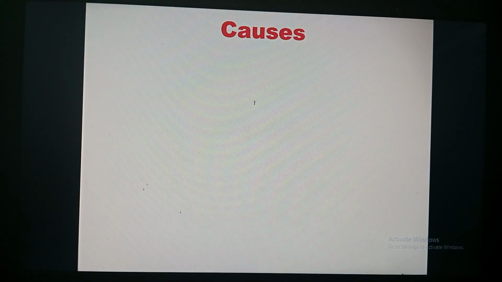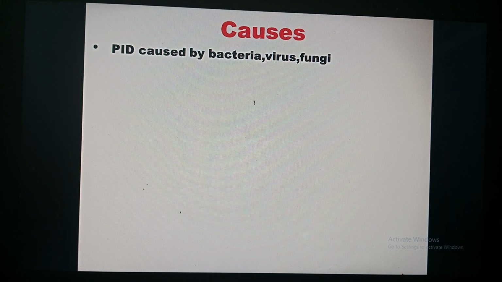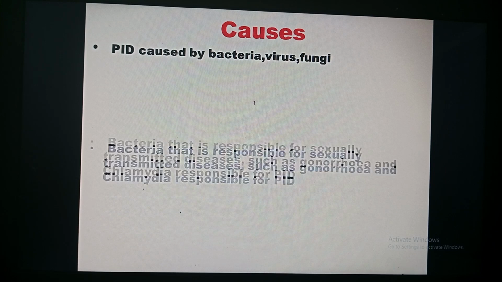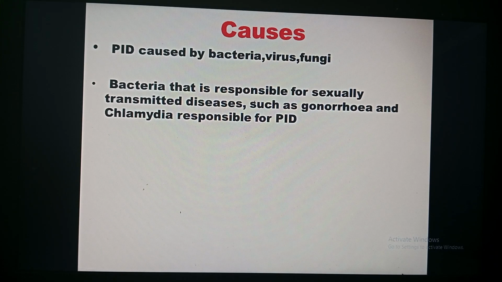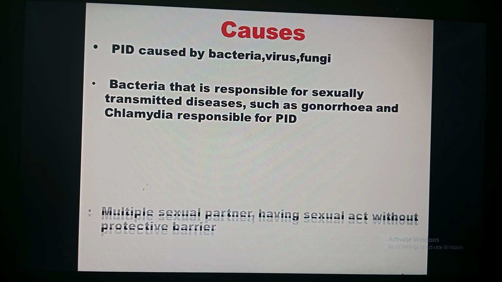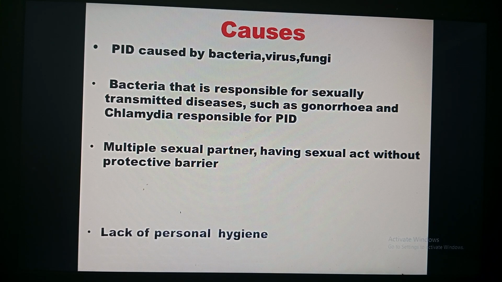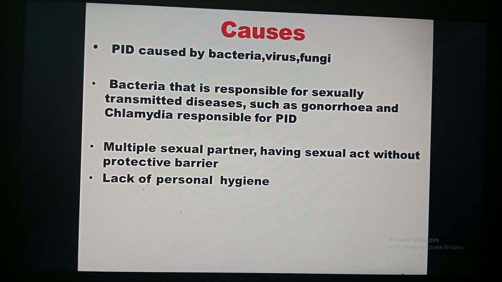So what may be the causes of PID? PID is caused by bacteria, virus or fungi. The main causes of pelvic inflammatory disease are multiple sexual partners and having sexual intercourse without any protective device. So what happens? There is more chance of getting a sexually transmitted disease. Through this, the pelvic organs may get infected. Not maintaining good personal hygiene is another cause.